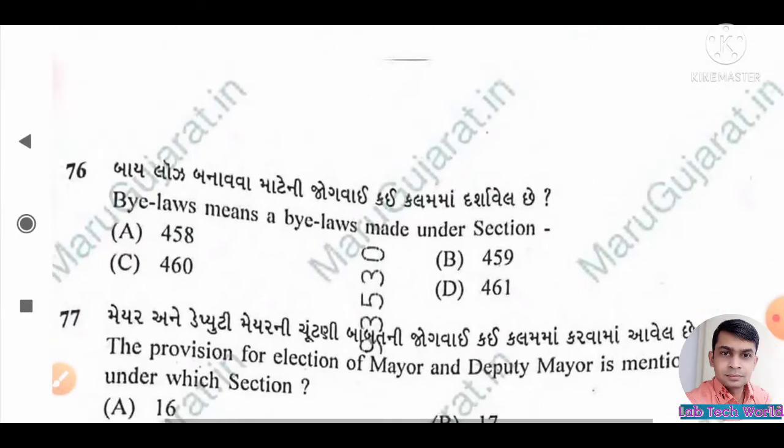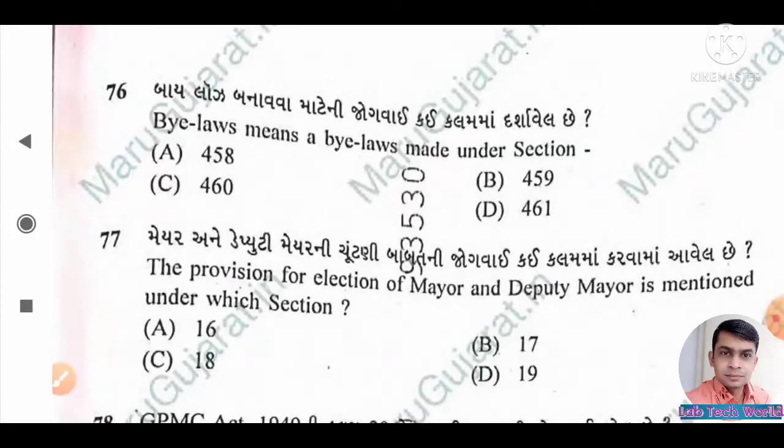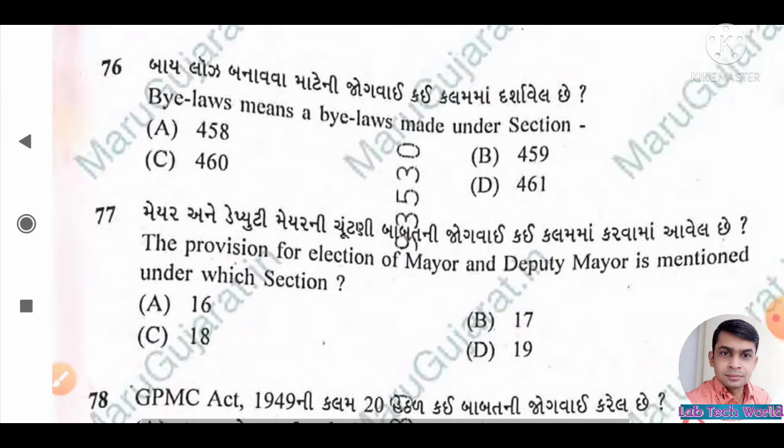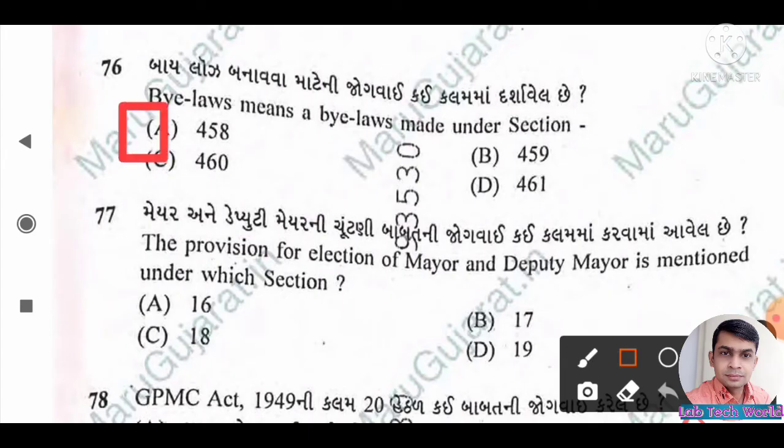Now questions number 76 to 85: 10 questions will be related to the GPMC or related act. Question 76: Bylaws means a bylaw made under section A, 458; B, 459; C, 460; D, 461. The correct answer is option A, 458. Bylaws means a bylaw made under section 458. Move to the next question, number 77.